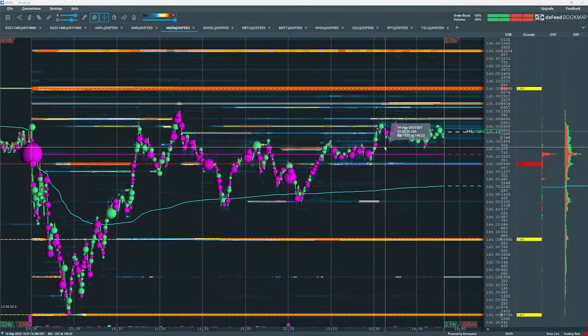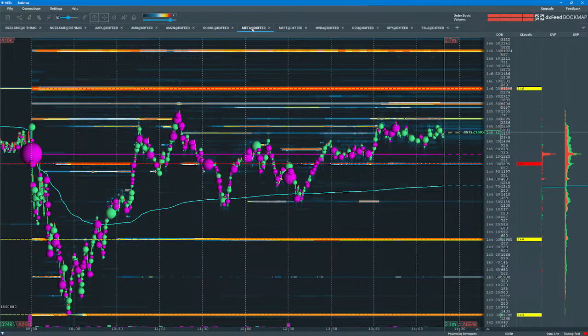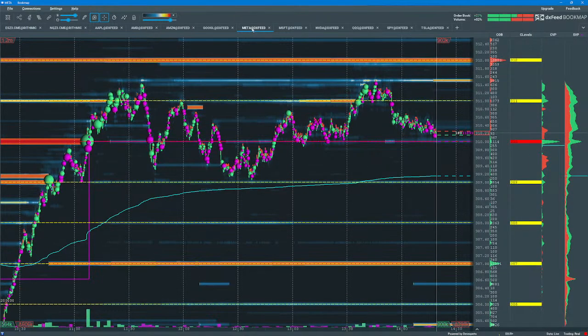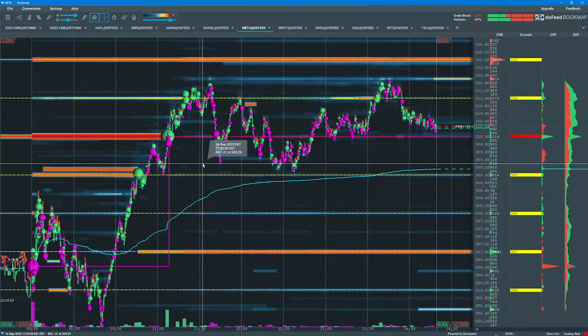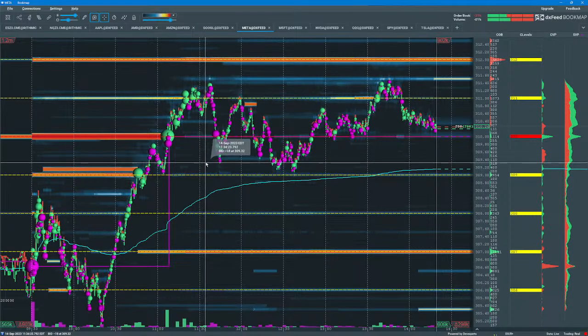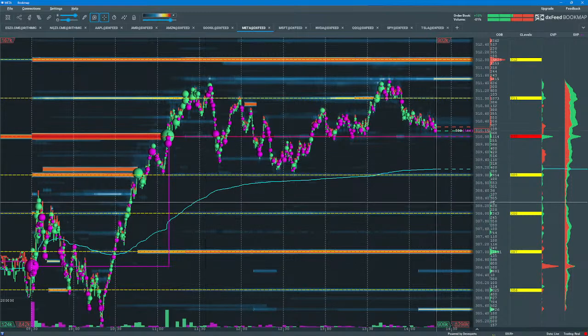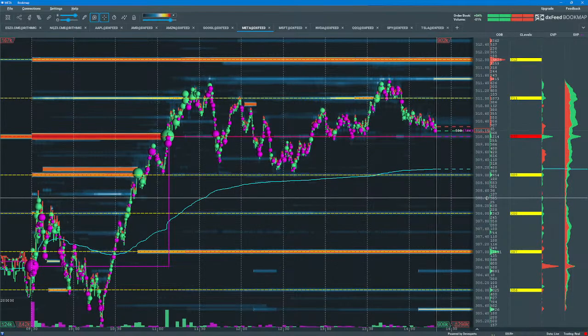All right, the next is Meta. And Slotazari asks, are there any call gamma unwind possibilities for tomorrow on individual stocks? Yes, I will definitely cover that. There's quite a bit of gamma expiring tomorrow.